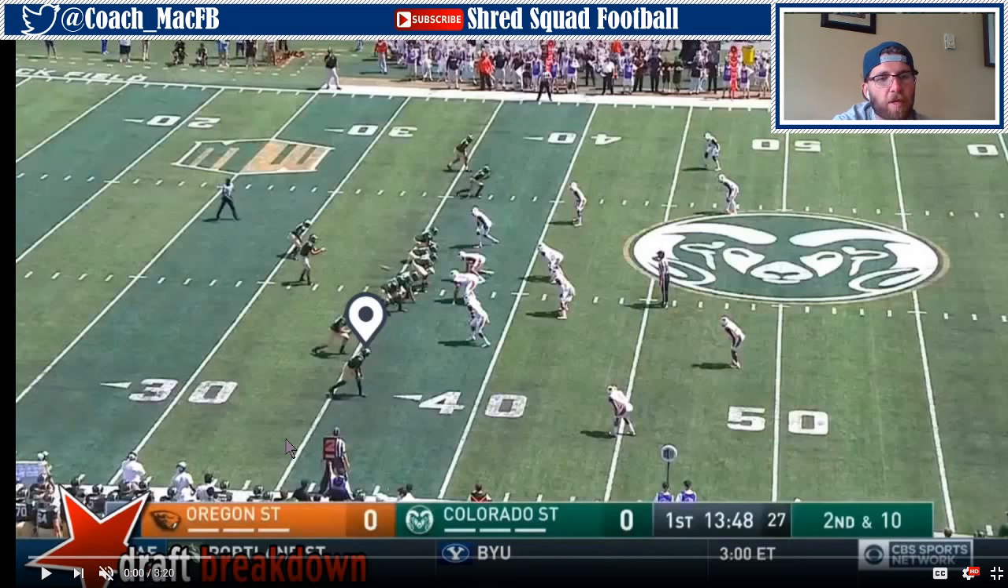So the first thing you want to write down is quick release at the line of scrimmage. I usually abbreviate line of scrimmage to LOS, capital L, capital O, capital S. LOS.